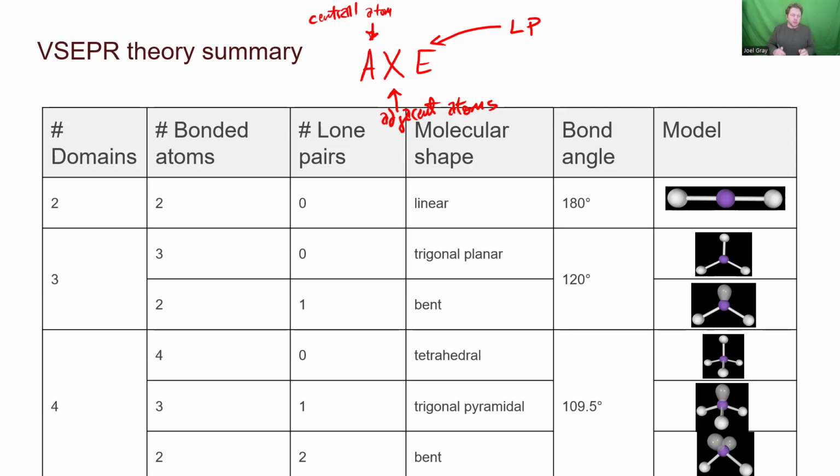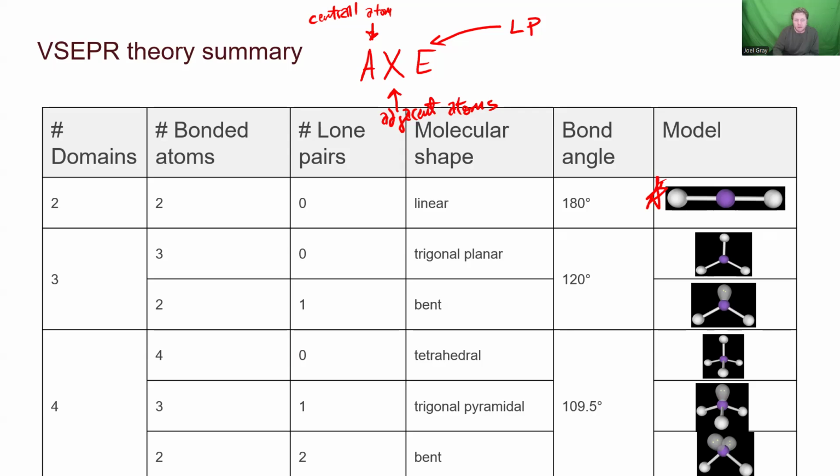What I want to show you is that all of these different molecules, all of these different compounds, and all of these different models can be manipulated to fit this AXE system. Okay. So let's just take this model right here.